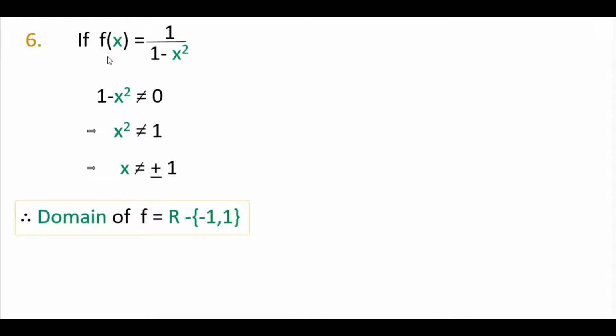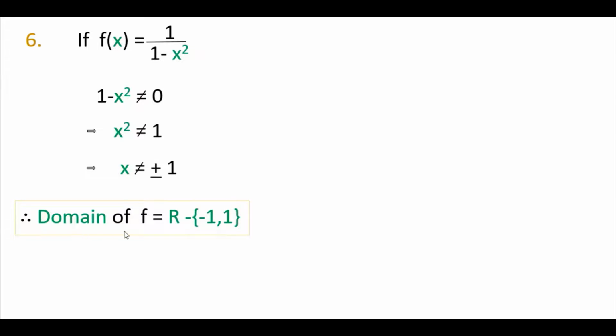This is another type of problem. If f of x is equal to 1 by 1 minus x squared. So here this expression is in the denominator. It should not be 0. Therefore, 1 minus x squared is not equal to 0. Therefore, x squared is not equal to 1. So here x squared is a square number. So x is not equal to plus or minus square root of 1, that is plus or minus 1.